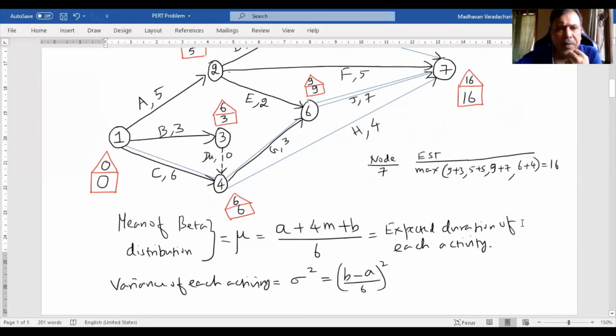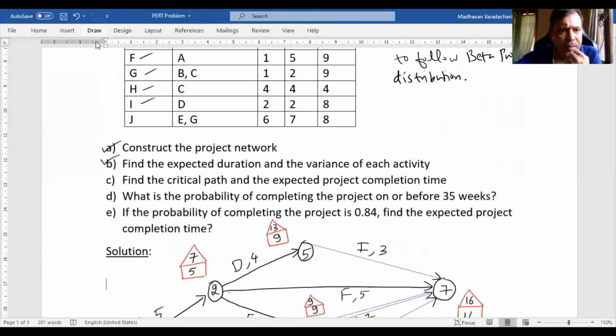Right. So we have done the third question, which is to find the critical path and the expected project completion time. That is done here. Let me put a tick over there.